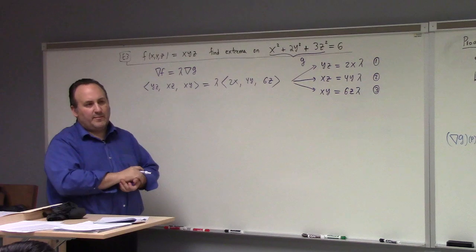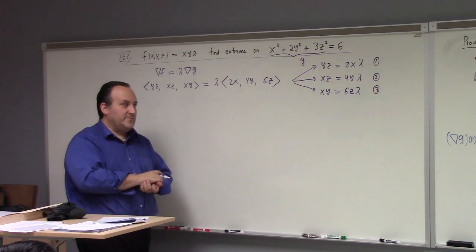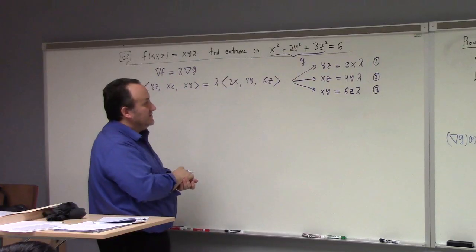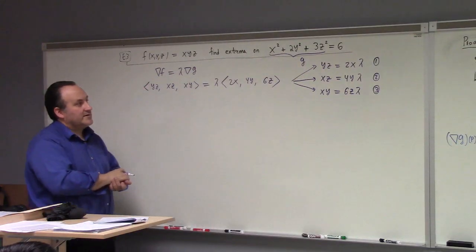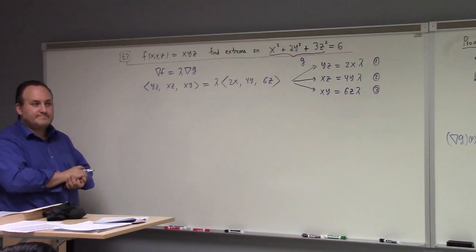Although admittedly, places where the gradient is 0 are also places where you should check. If your objective function has a gradient 0 point on your constraint curve, probably you should just check that point. That's a critical point.